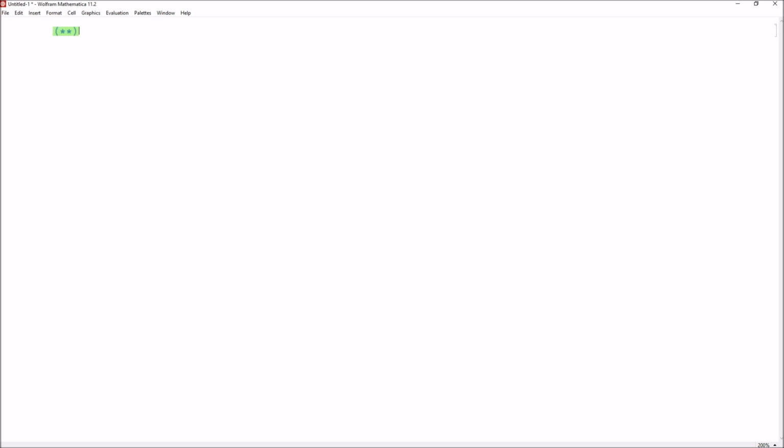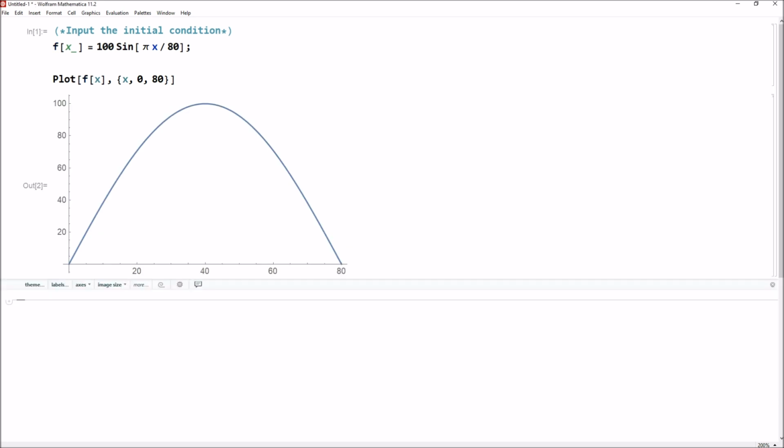So let's go ahead and maybe first input the initial condition. And maybe we can try to visualize this as well here. So I think we said f of x was 100 sine of pi x over 80, right? That was our initial condition. And let's just go ahead and plot that as well for x going from 0 to 80 centimeters here, so we can get an idea of what this thing looks like. And here we go. Here's our initial temperature distribution.